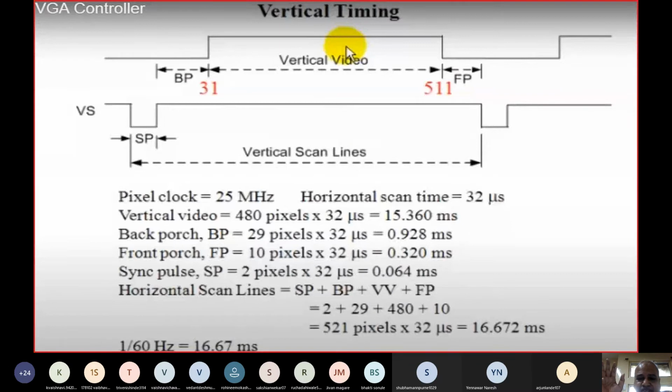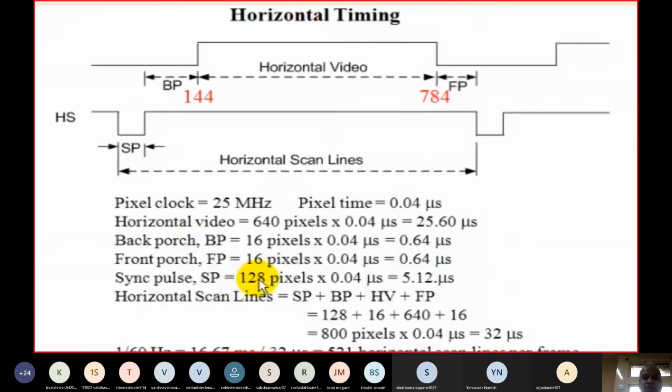Now, just for calculation purposes, I should have shown this first, then vertical scanning. I'll show you horizontal scanning first. See, the pixel clock speed is 25 megahertz. Then the pixel timing, how much time is required to illuminate one pixel, is just 0.04 microseconds. So for the horizontal video, let us say its resolution is 640 pixels. Then 640 into 0.04 means it will take 25.60 microseconds to cover one line.